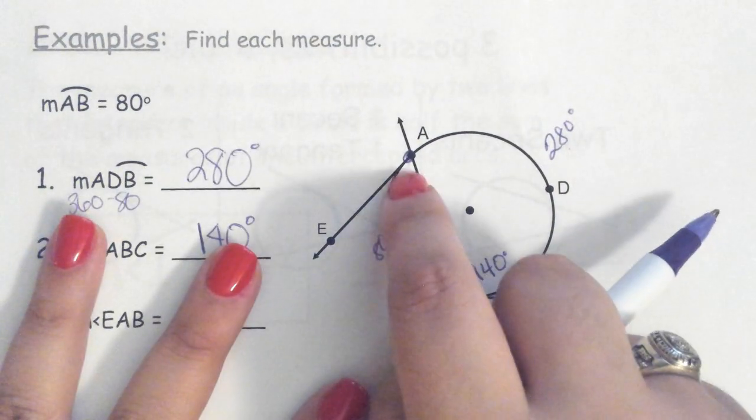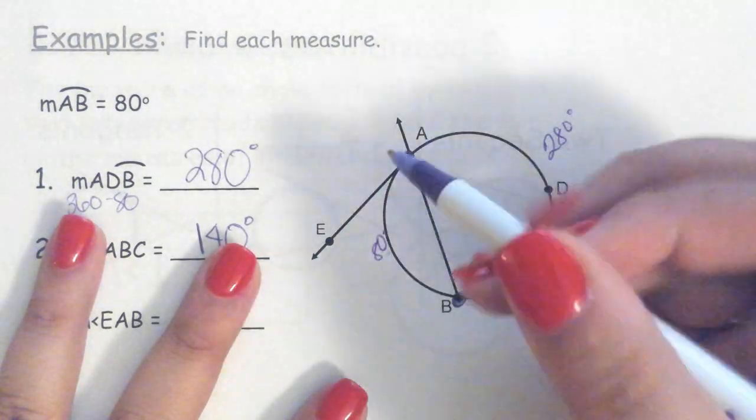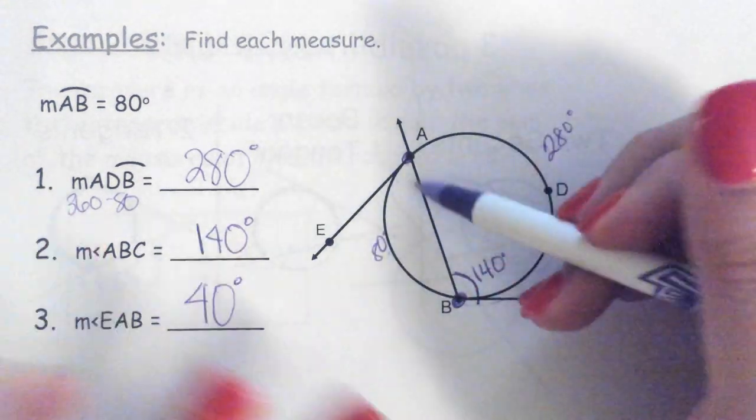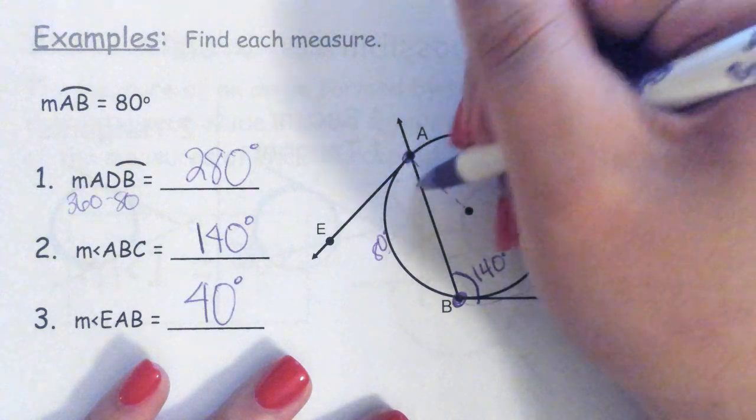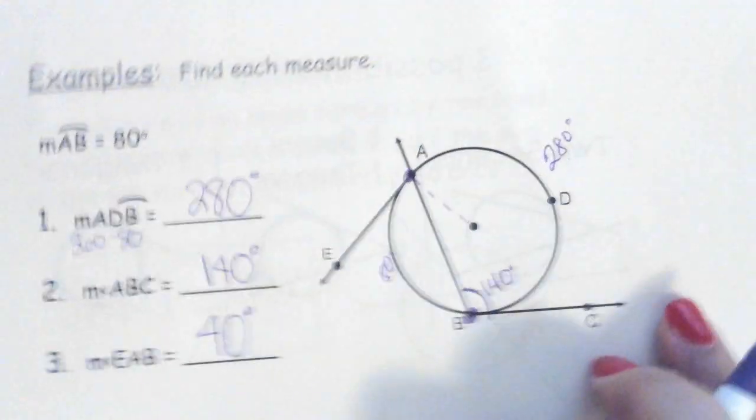And just a little word, somebody asked me earlier, is this 90 degrees because it's a tangent? No, because it's not touching my center. If it was touching my center, that's 90, but not that. All right. 3 more examples.